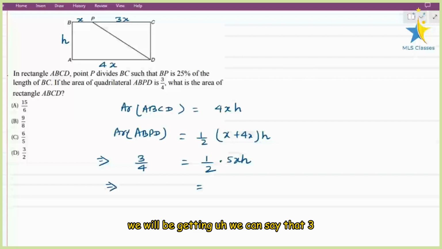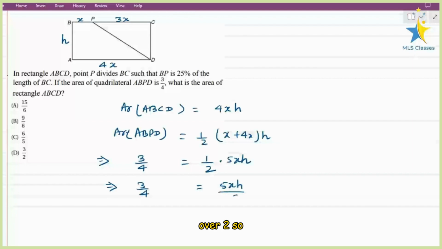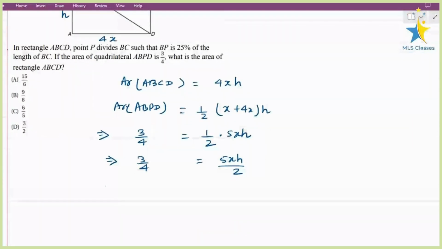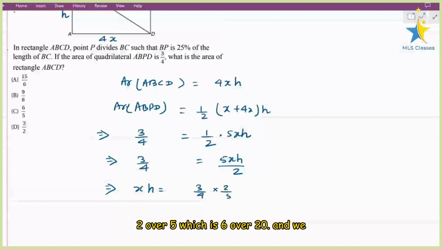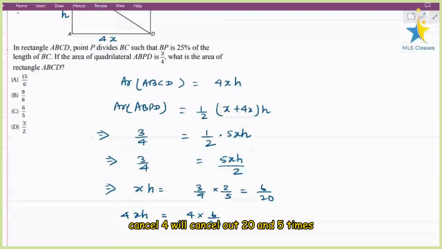So from here what we will be getting, we can say that 3 over 4 is equal to 5xh over 2. So this implies that we can multiply both sides by 2 over 5. So we'll be getting xh is equal to 3 over 4 times 2 over 5, which is 6 over 20. And we need to find the area of ABCD, which is 4xh. So we'll multiply both sides by 4. So we'll be getting 4xh is equal to 4 times 6 over 20. So 4 and 20 cancel, 4 will cancel out 20 in 5 times. So we'll be getting 6 over 5. So the area of rectangle ABCD will be 6 over 5. That is option C. Moving on to the next question.